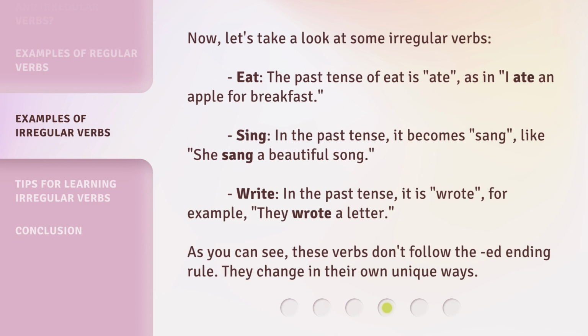Now, let's take a look at some irregular verbs. Eat. The past tense of eat is ate, as in, I ate an apple for breakfast. Sing. In the past tense, it becomes sang, like, she sang a beautiful song.